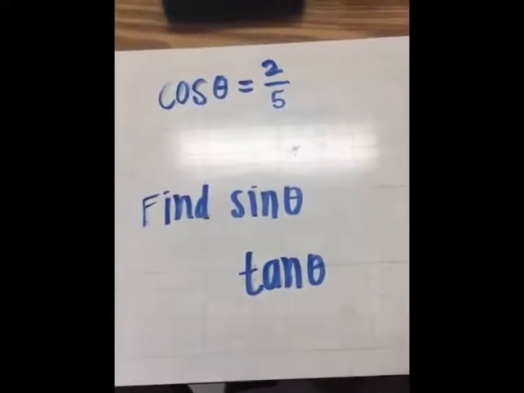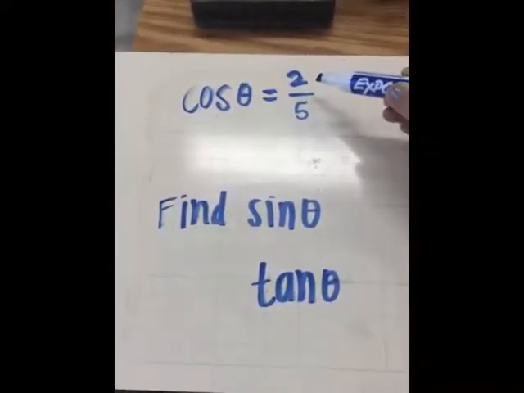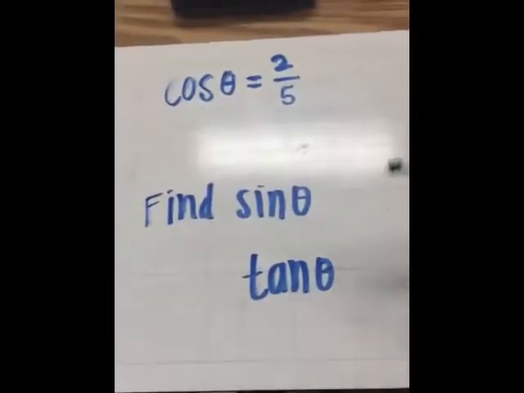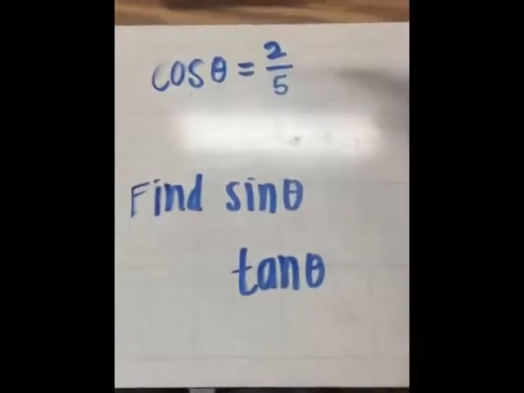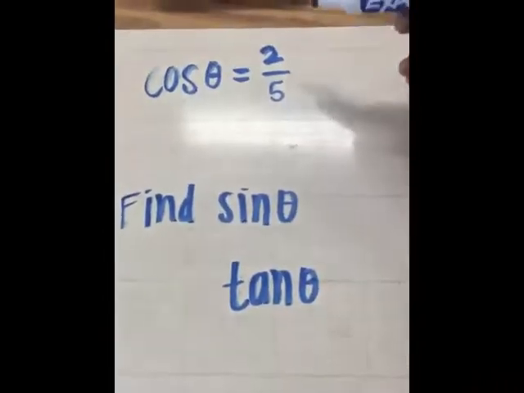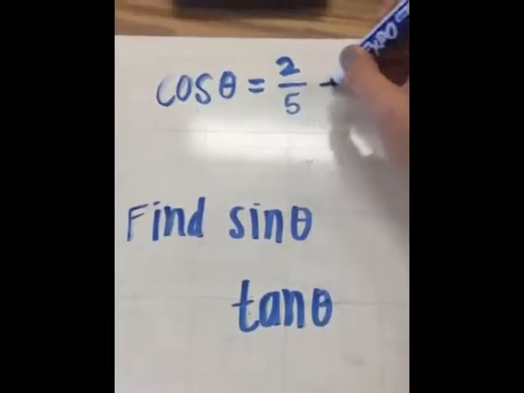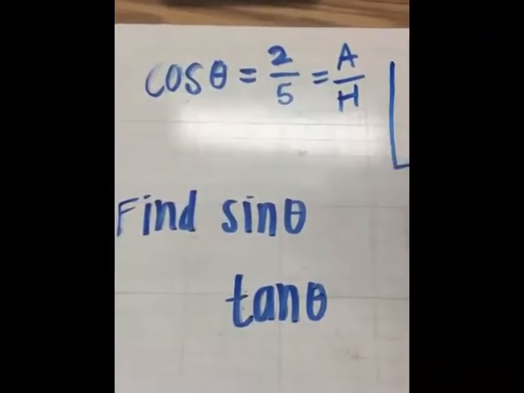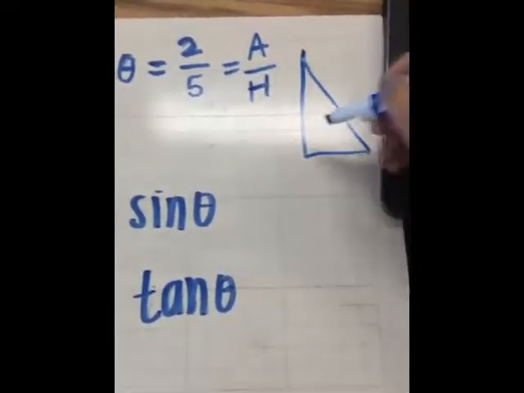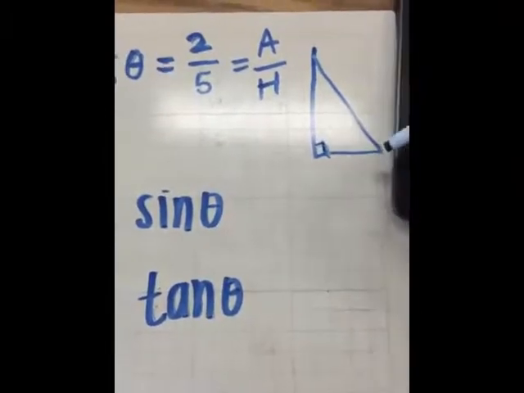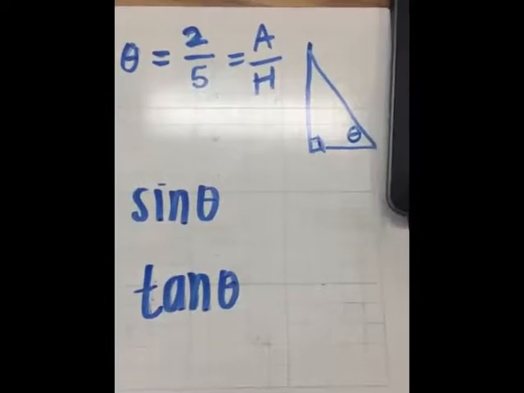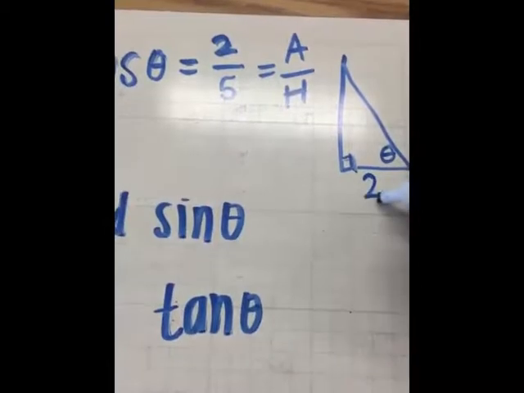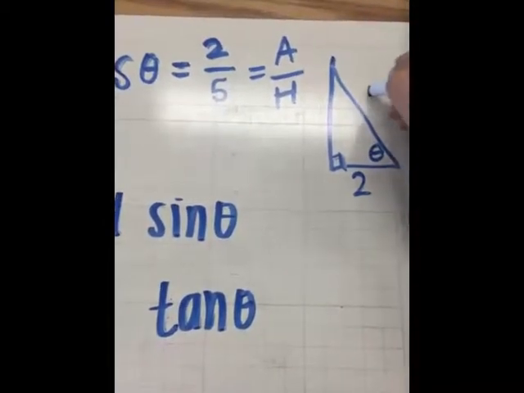The next type of problem would be where you're given the value of one trig function and you need to find the value of 2 to 3 other ones. So we know that in our right triangle, whatever it is, cosine of theta equals 2 over 5. We know that cosine is adjacent over hypotenuse. So we're going to draw a right triangle, pick one of the angles that's not the right angle to be theta. I'm just going to pick this one. So the side adjacent to theta is 2, and the hypotenuse is 5.